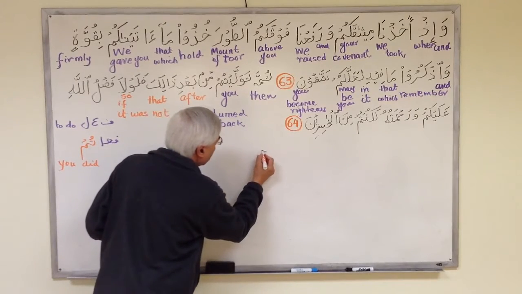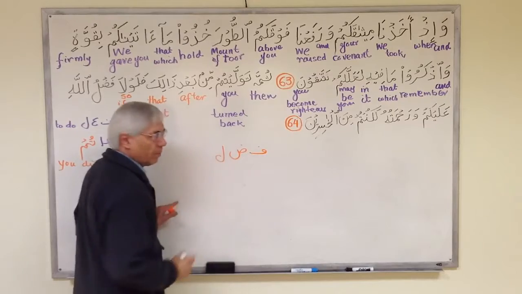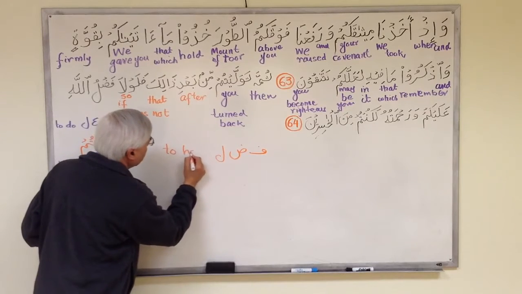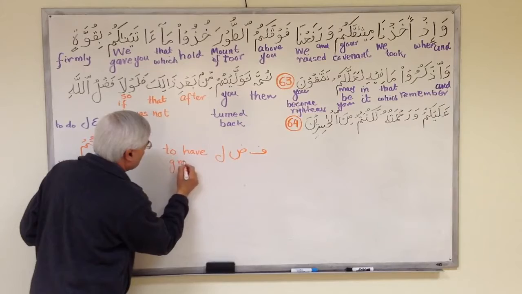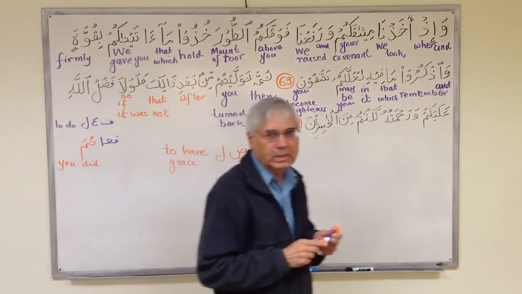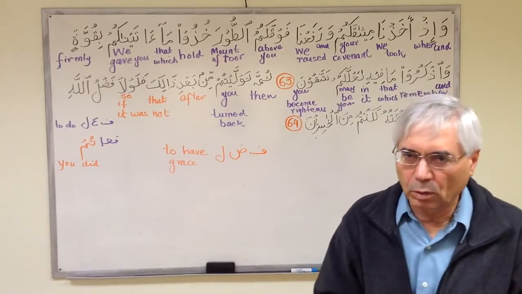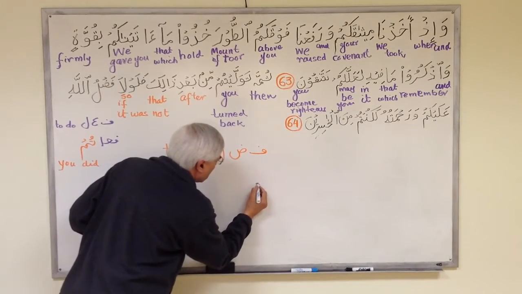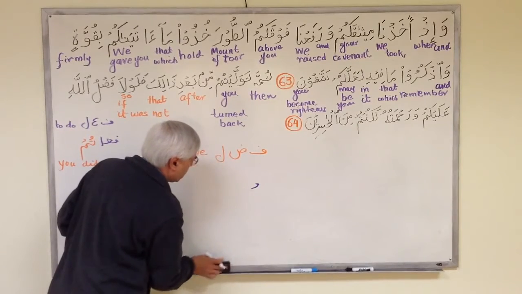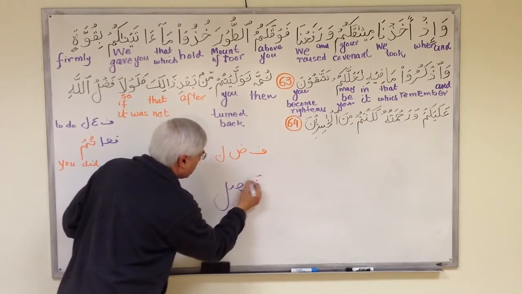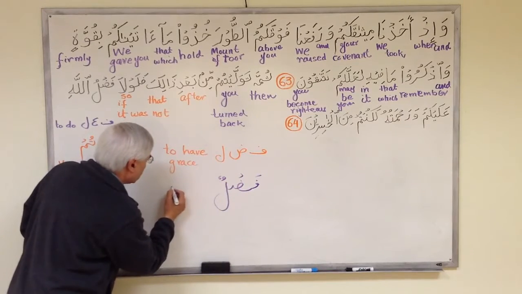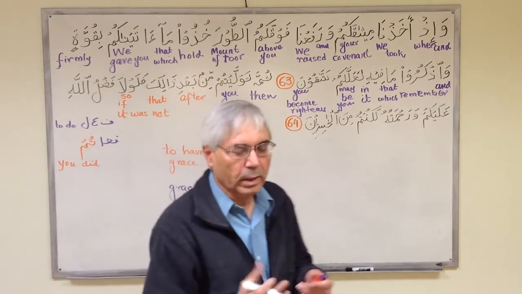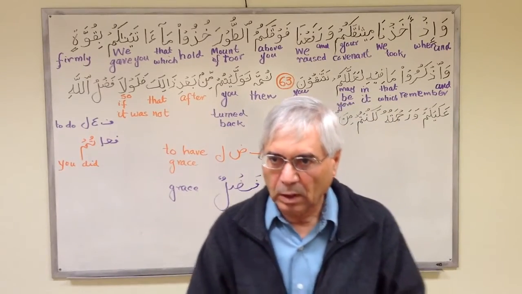The first word starts with these letters Fa, Dad, and Lam. Okay? And this means to have grace. Grace means mercy. Okay? Fadl, we say fazal, but its actual word is Fadlun. Fa, Dad, and Lam. Fadlun is the word. Fadlun means grace. And this is a noun. It's like a lot of mercy. Mercy of Allah subhanahu wa ta'ala is fadl of Allah.